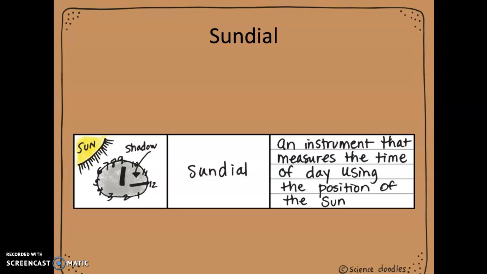Your next word is sundial. You're going to add the word sundial in the middle. And your definition is an instrument that measures the time of day using the position of the sun. This is something they used back before they had clocks. So they had to use a sundial. Pause the video here and add your information.